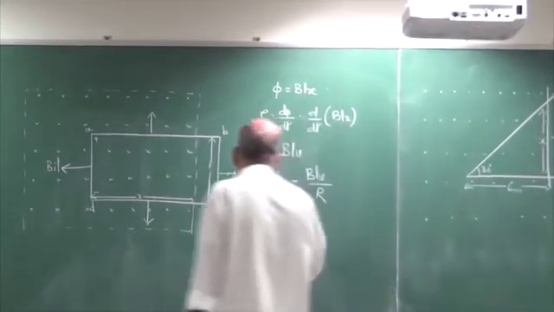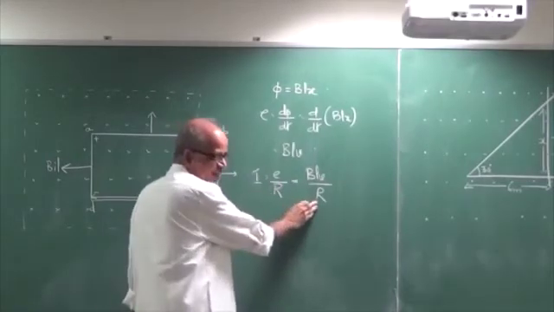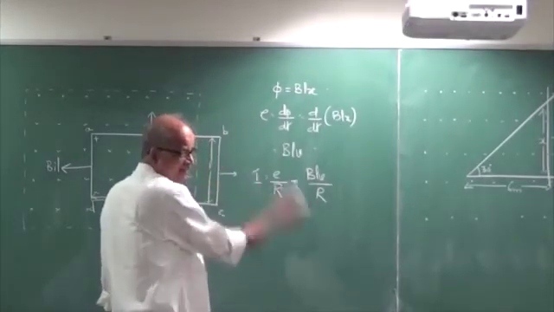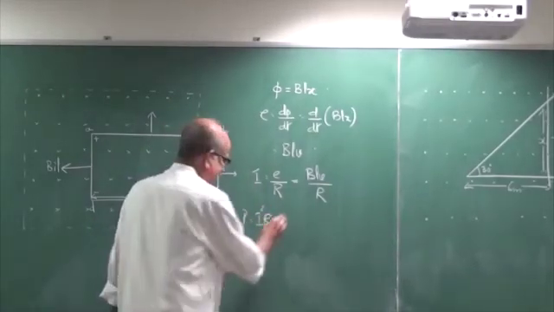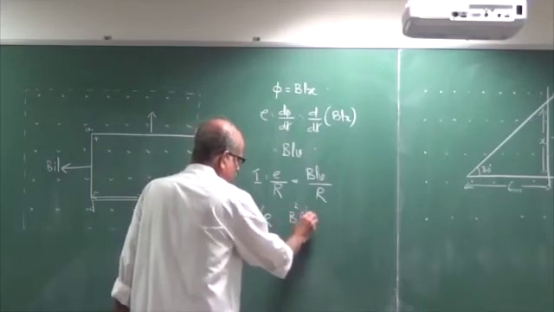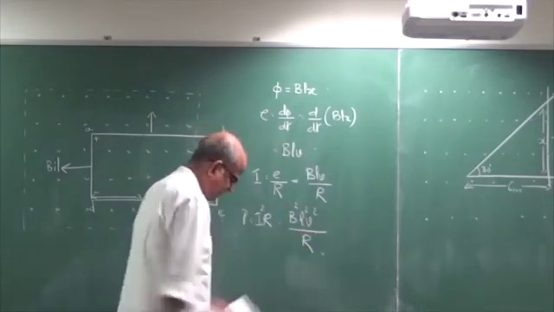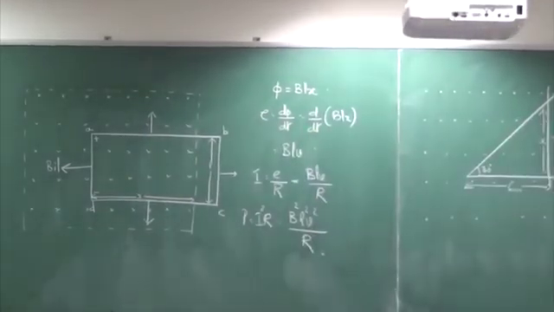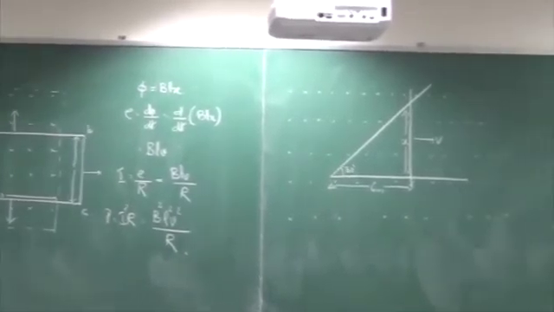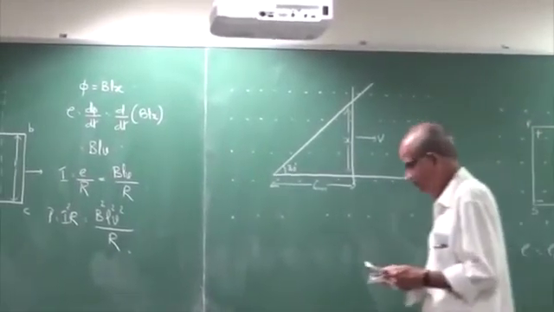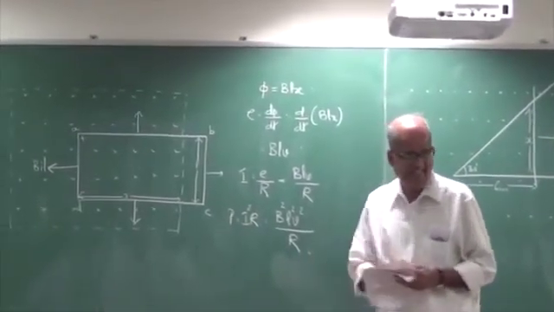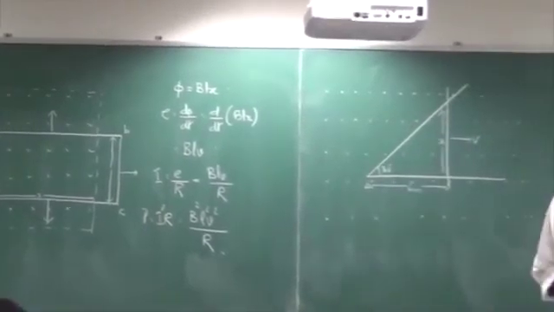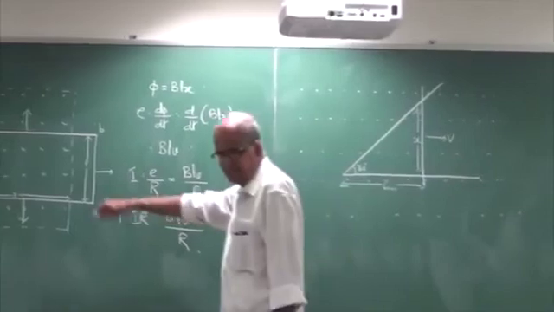Okay. Now, this is the current. What is the power that is dissipated in this? It is I squared R, which is B squared L squared V squared by R. Will you agree? This is the power that is dissipated. Will you agree? In the resistance.